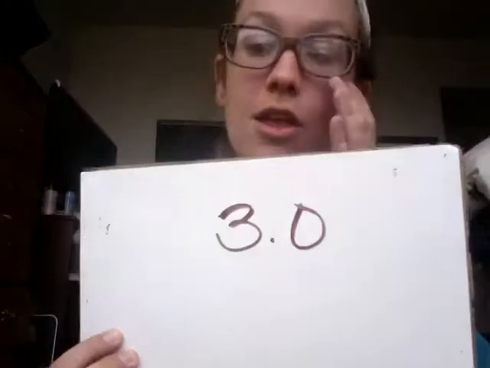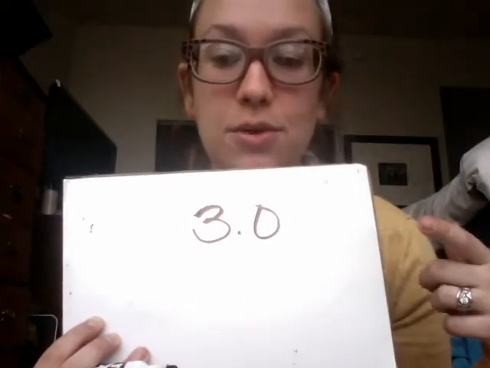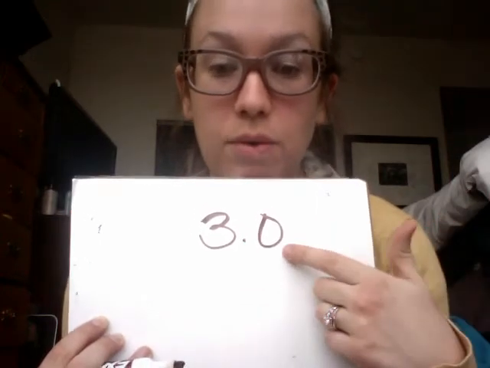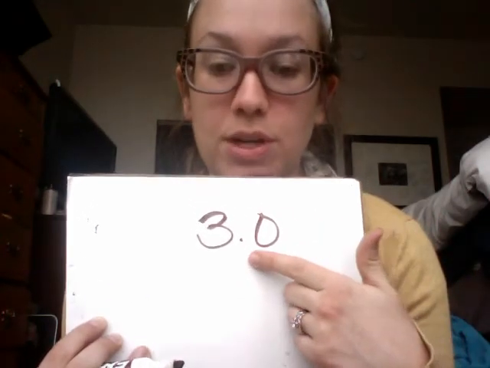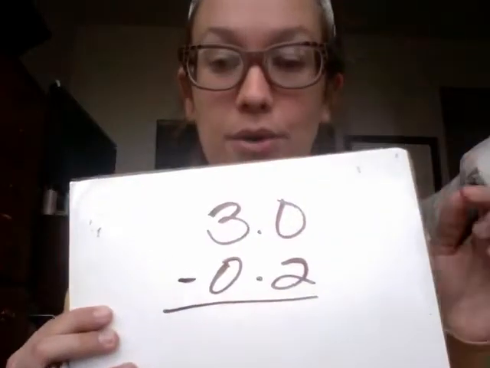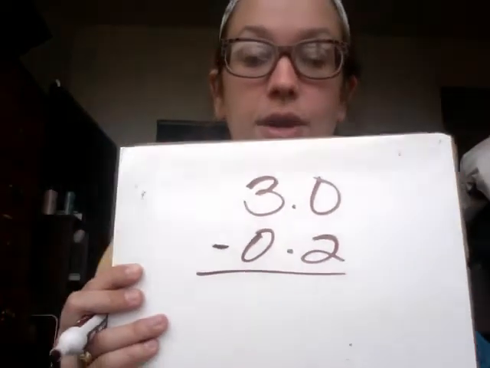Remember, 3 ones has a tenth place of 0 already. So if we write it out with a decimal, we can just write 3.0. Then let's subtract our 2 tenths. Here again, we're going to have to borrow. So this is the same thing we did. We're just doing it vertically now.